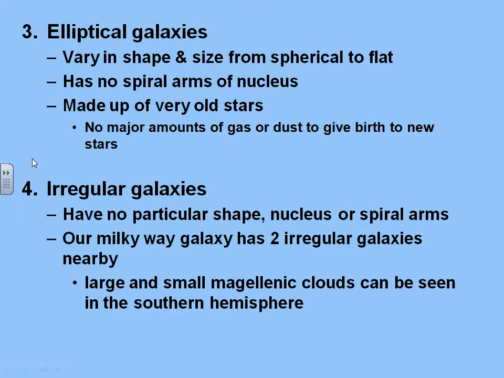And then you've got the galaxies that have really no shape whatsoever. And so these we refer to as irregular galaxies. And they're just a bunch of stars, and they're just hanging out there. Interesting to think about, our Milky Way galaxy actually has two irregular galaxies very close to us. So if you're in the southern hemisphere and have a good telescope, you can see these.